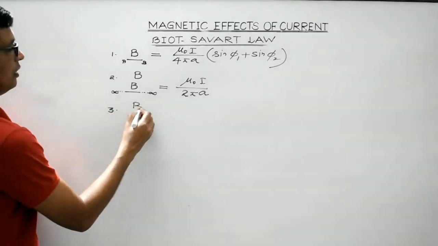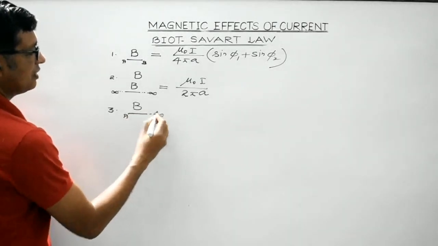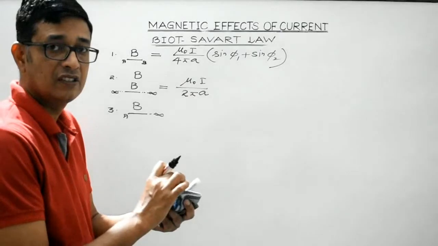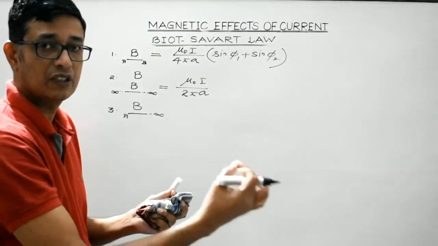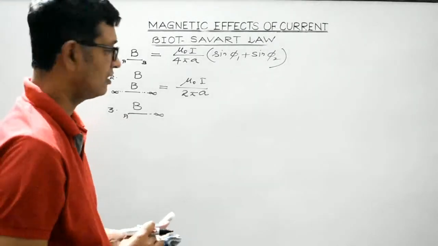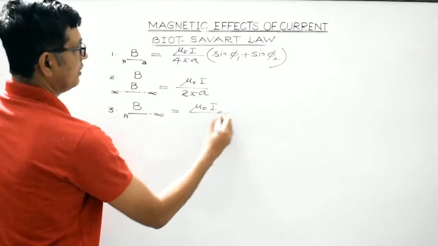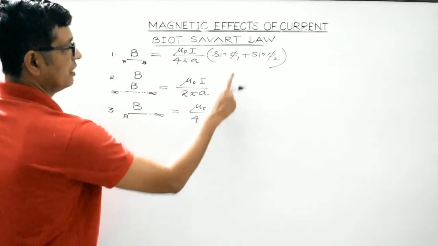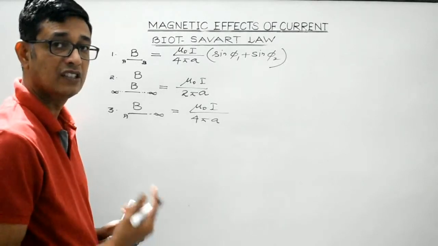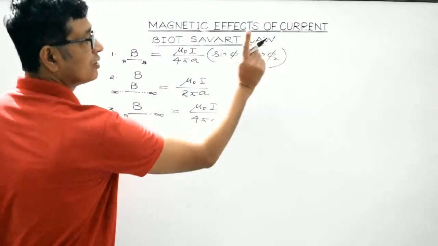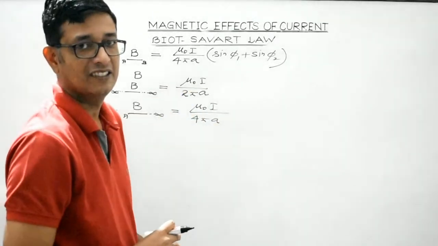Third, magnetic field again due to an infinite straight conductor, but in this case one end is fixed and the other end extends to infinity, and the observation point is just in front of the fixed end of the straight conductor. So in this case the formula is mu naught I divided by 4 pi. Here one of the angles would be 90 and the other one would be 0. So sin 90 is 1, sin 0 is 0. So 1 plus 0 is 1, so we will be left with mu naught I divided by 4 pi a. Right?